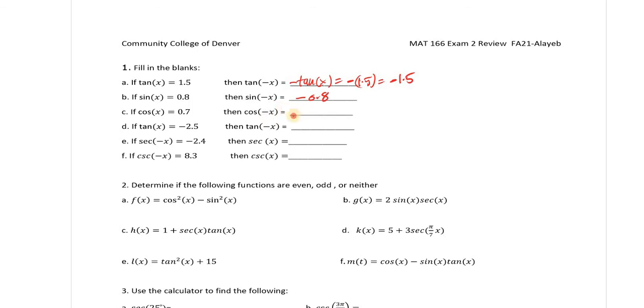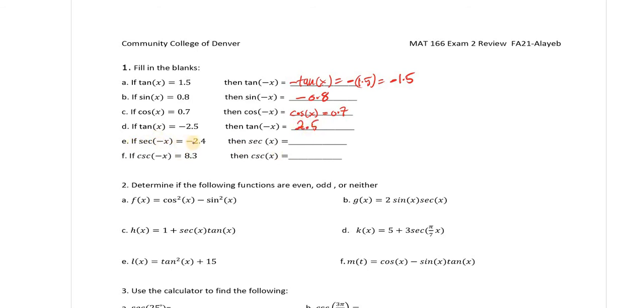I know that cosine negative x is similar to cosine x, which is 0.7, so that doesn't change because this is an even function. Sine is an odd function. Tangent is an odd function. If tangent is negative 2.5, then tangent negative x is negative that, which is positive 2.5.